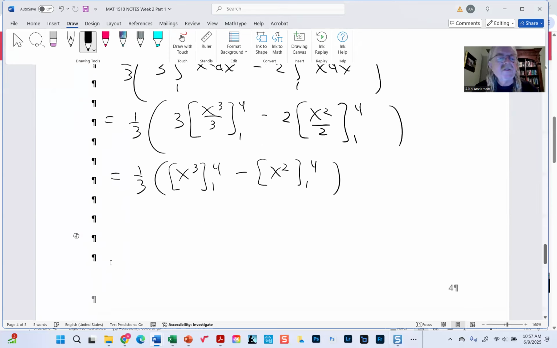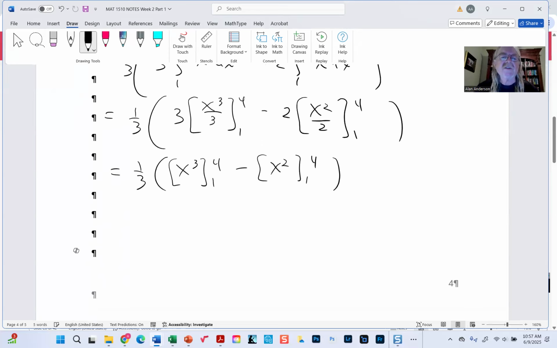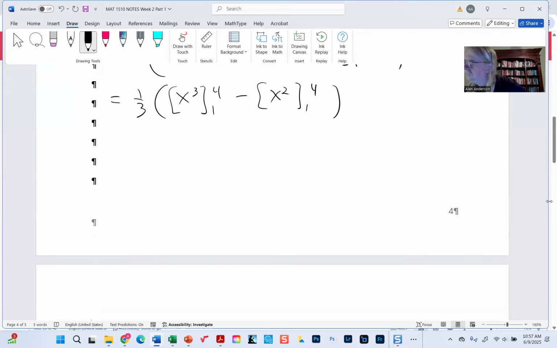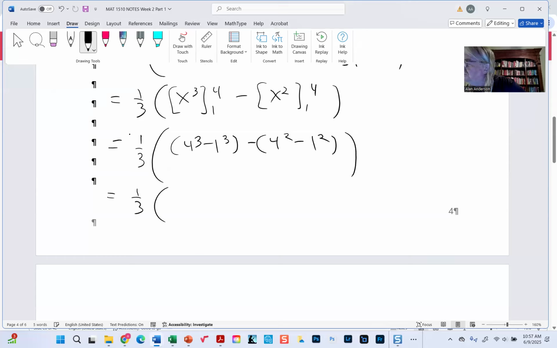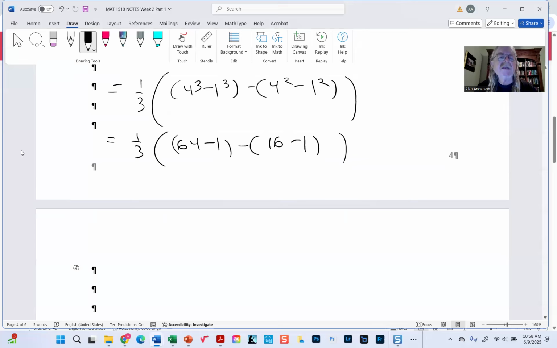All right, so let's evaluate these using, of course, the fundamental theorem of calculus. First case, we have 4 cubed minus 1 cubed. In the second case, we have 4 squared minus 1 squared. 64 minus 1, minus 16 minus 1. So yes, we have to be extremely careful here with all of the negatives floating around.